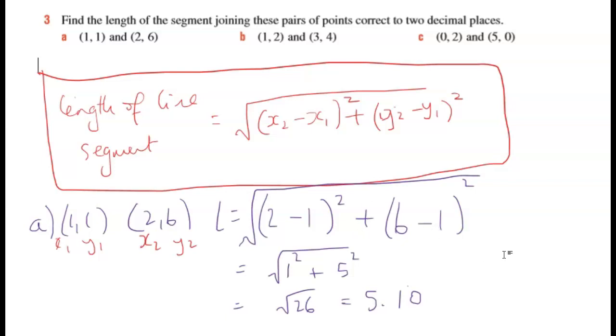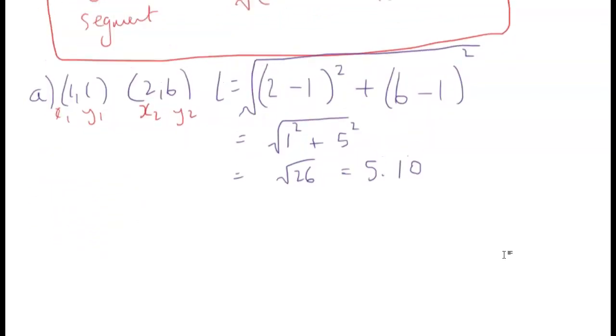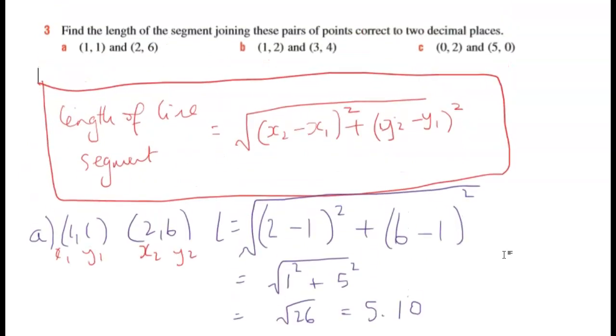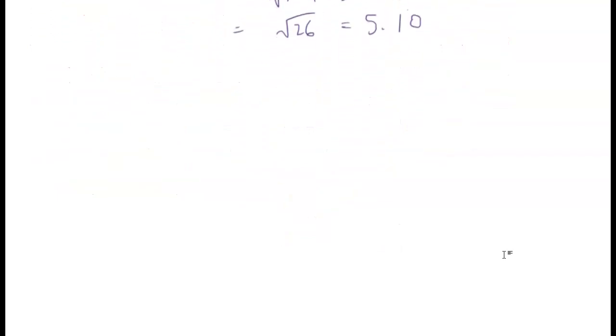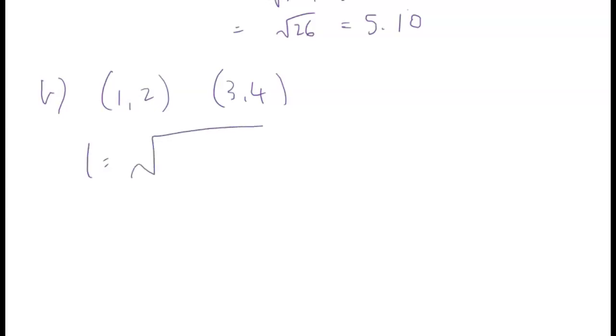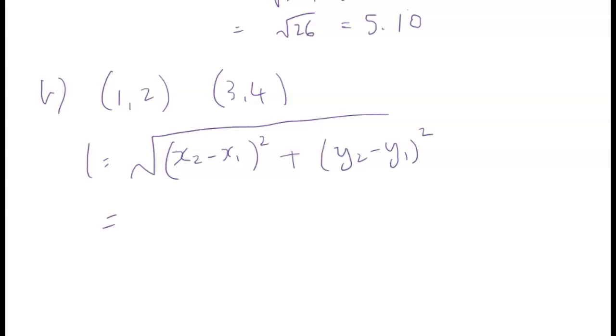All right, so the next question. Let me just scroll. So maybe pause and give yourself a go. I'll write it down here. So I might not do C, but I'll do B as well. So it was easy to remember their coordinates. Okay, so we're going to substitute it into the formula. So I'm going to write the formula again. Okay, so label them x1, y1, x2, y2. So we've got 3 minus 1 squared, and then 4 minus 2 squared.